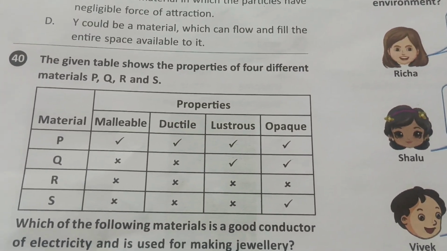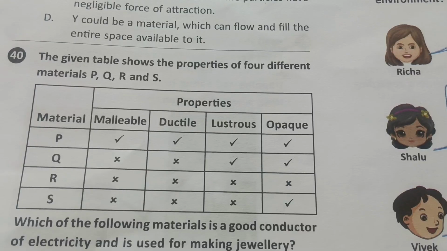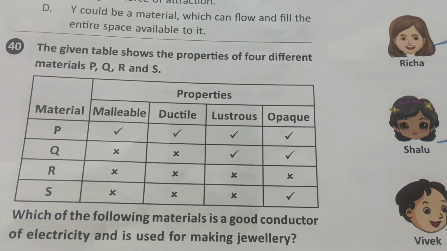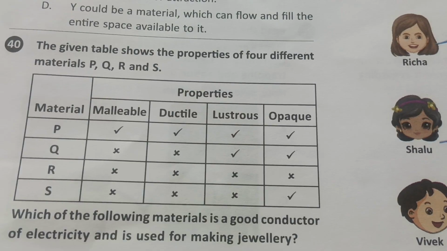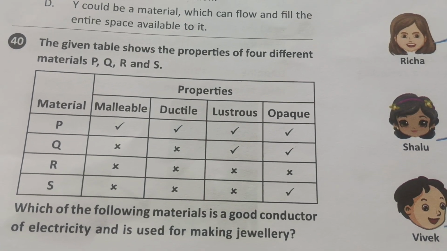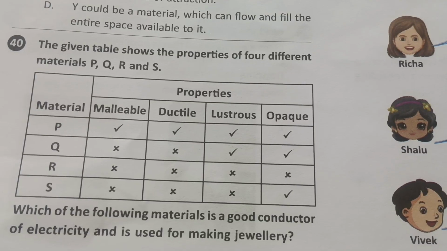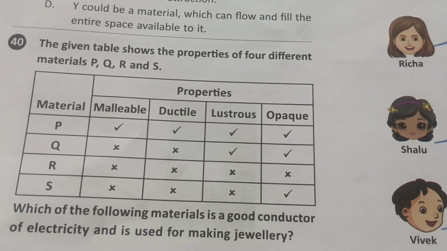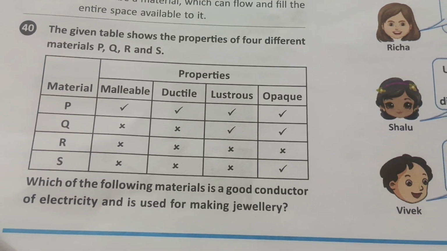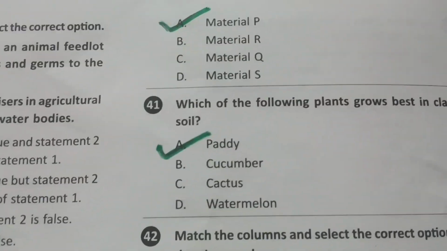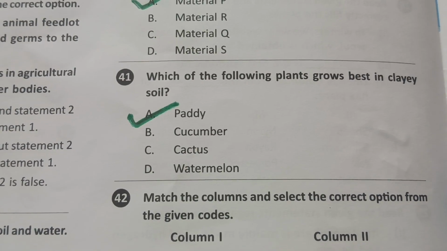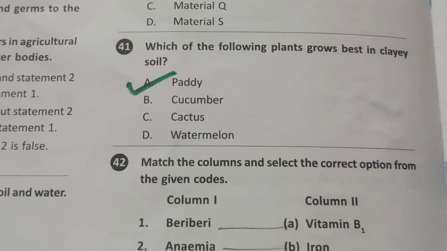The given table shows properties of four different materials P, Q, R, and S. Which of the following materials is a good conductor of electricity and used for making jewelry? It's P because it is malleable, ductile, and lustrous. For jewelry and good conductor of electricity, material P is best. Hence option A. Which of the following plants grows best in clay soil? It's paddy, that is rice.